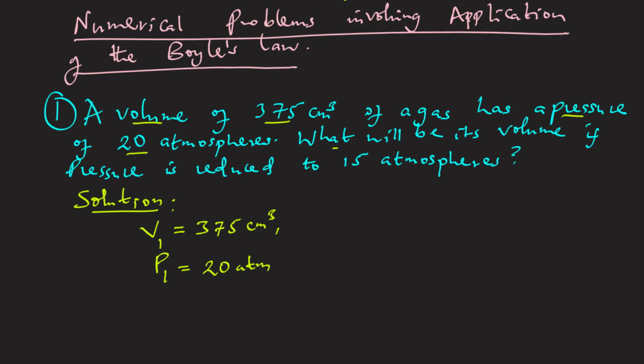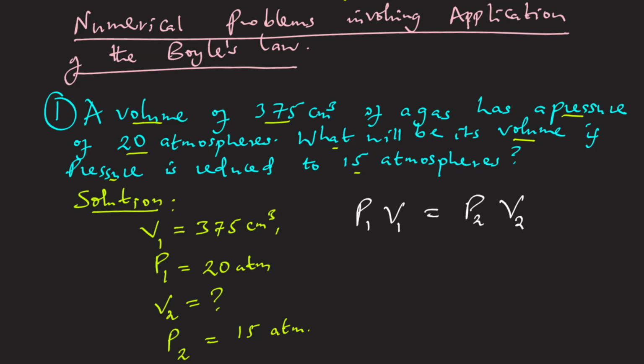What will be its volume? So we are searching for V2. And lastly, what is our P2? The pressure is reduced to 15 atmospheres, so our P2 is 15 atmospheres. So we will simply substitute these values into our equation. P1 V1 equals P2 V2.